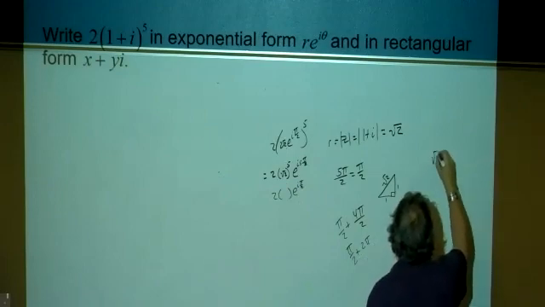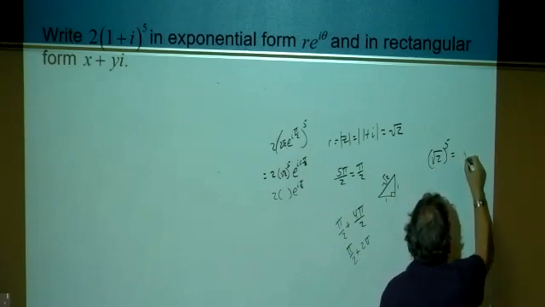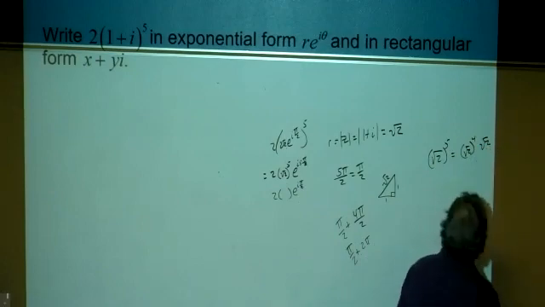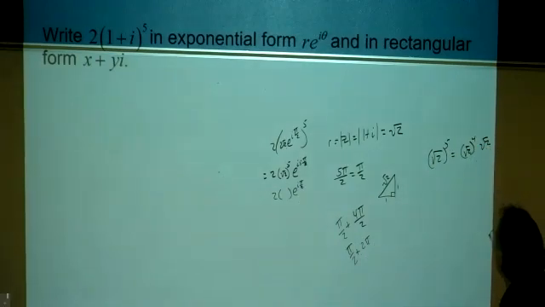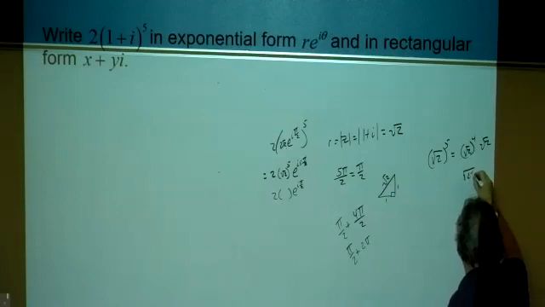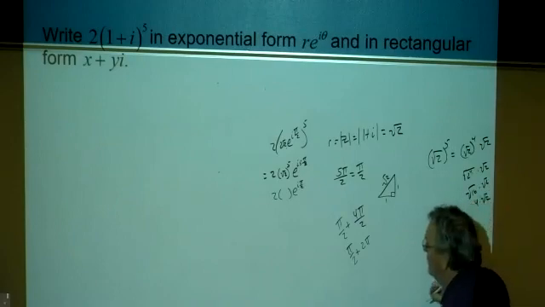Okay. So the square root of 2 to the 5th power is the same as the square root of 2 raised to the 4th power times the square root of 2. Well, the way the exponents work, I can rewrite this as the square root of 2 to the 4th power times the square root of 2. And 2 to the 4th power is 16. So this is the square root of 16 times the square root of 2. So this is 4 times the square root of 2.